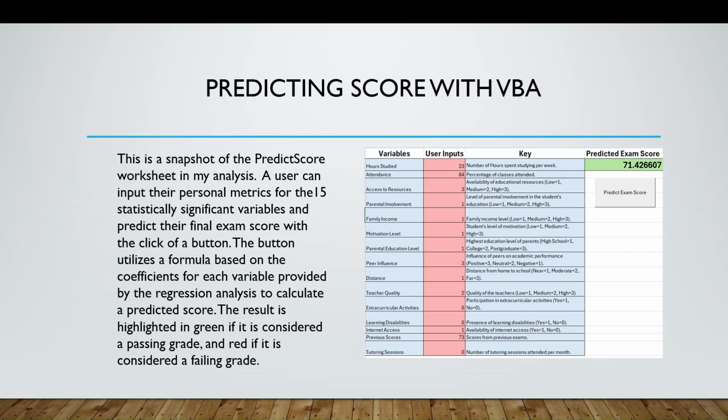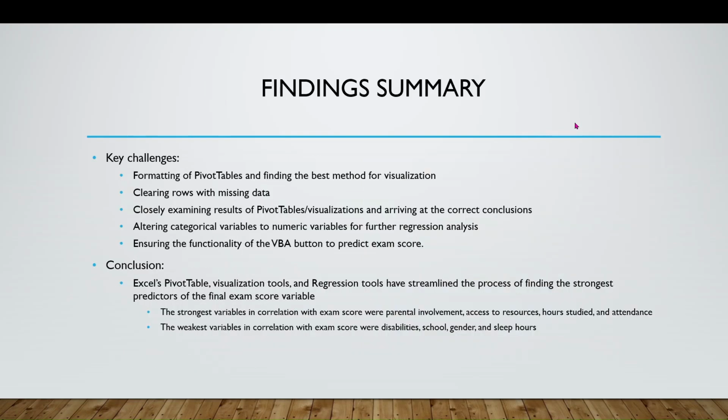And then to summarize all my findings, some challenges were formatting the pivot tables to find the best method for visualization. I had to clear some rows of missing data. I needed to closely examine the pivot tables and arrive at the correct conclusion, which can be difficult, as well as changing the categorical variables into numeric variables and ensuring that the VBA button is all up to speed in terms of calculating everything correctly and putting the output in the correct space, using the correct coefficients.